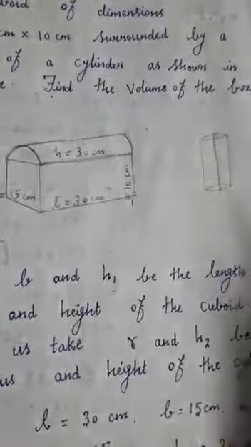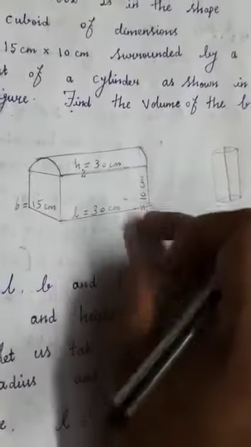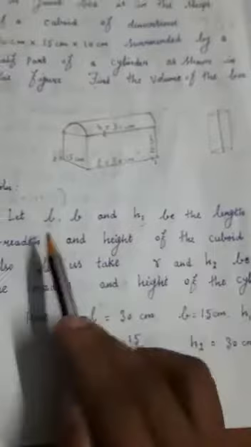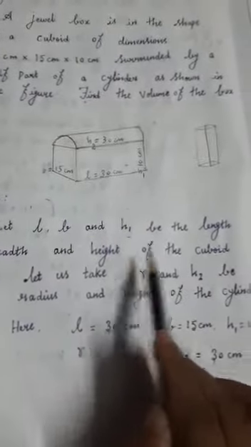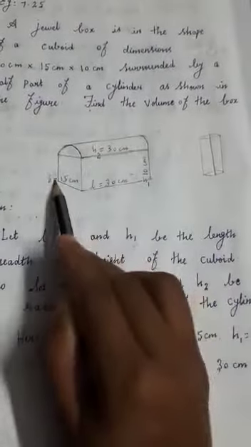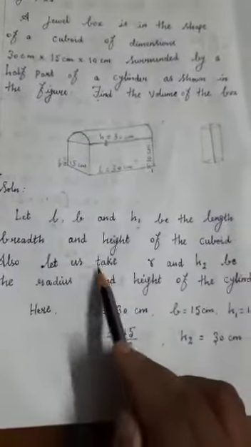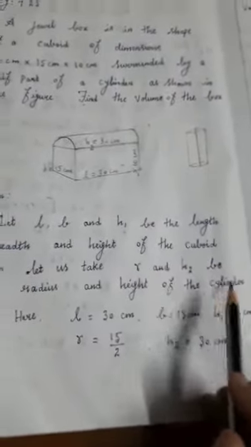Both heights will confuse us, so better we take this one as H1 and this one as H2. Did you understand or not? The height of the cuboid we consider as H1, the height of the cylinder we consider as H2. Now see, let L, B and H1 be the length, breadth and height of the cuboid. Also let us take R and H2 be the radius and height of the cylinder.